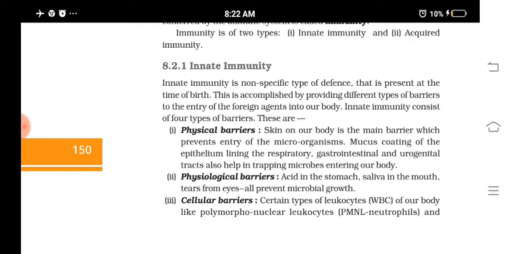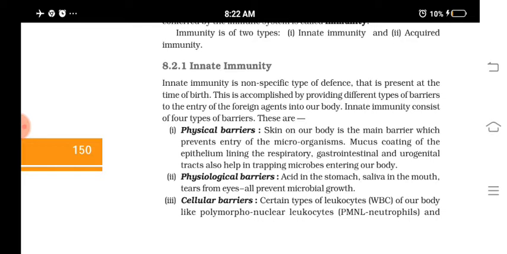So physiological barriers include acids in the stomach, saliva in the mouth, tears from eyes. These have special compounds in them. Saliva and tears, etc., prevent the microbial growth. So that is another innate type of immunity.